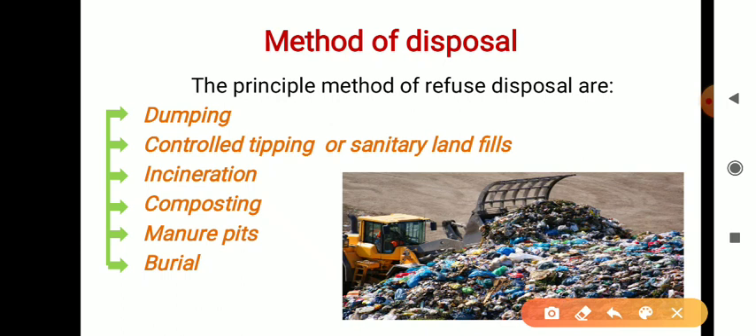Next we will see the methods of disposal. This is an important thing that you have to focus on. Some principles are used for the disposal of waste. First one is dumping, second one is controlled tipping or sanitary landfilling, third one is incineration, fourth one is composting, fifth one is manure pits, and last one is burial.